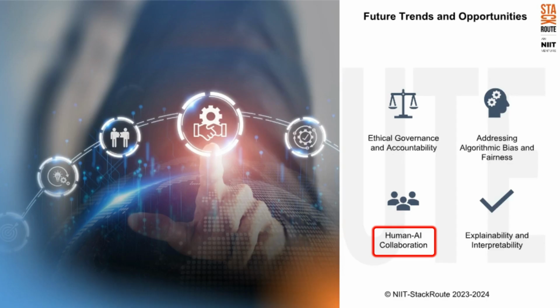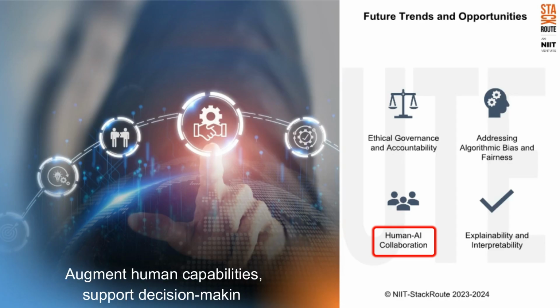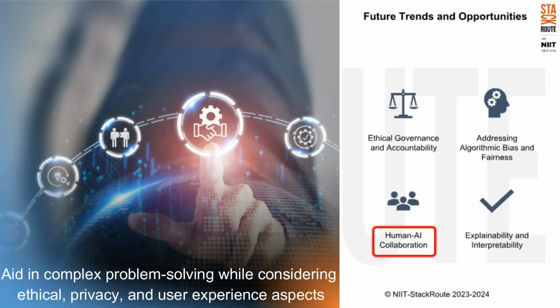GenAI communities will focus on developing and optimizing human-AI collaboration systems. As AI systems become more capable, they will work on designing interfaces and interaction paradigms that facilitate seamless collaboration between humans and AI. This includes developing AI systems that can augment human capabilities, support decision-making, and aid in complex problem-solving while considering ethical, privacy, and user experience aspects.